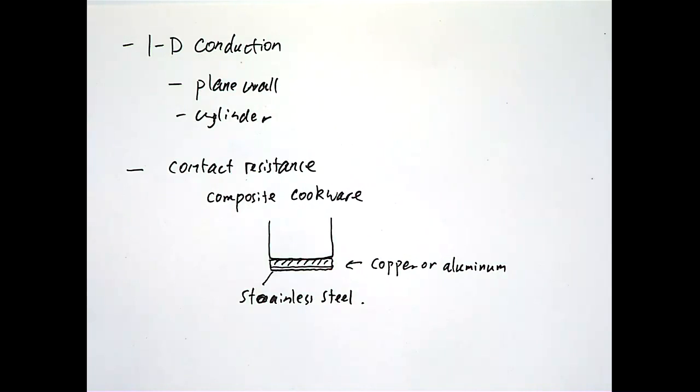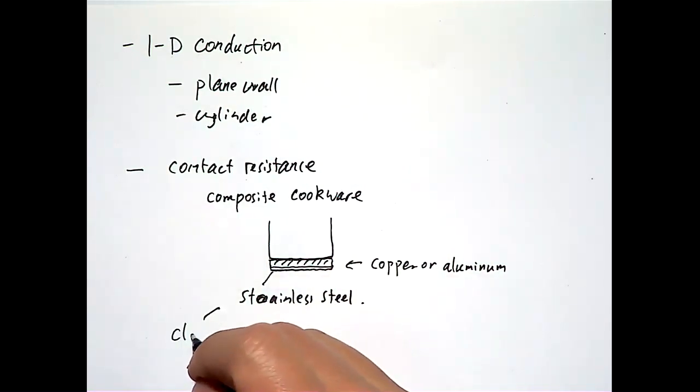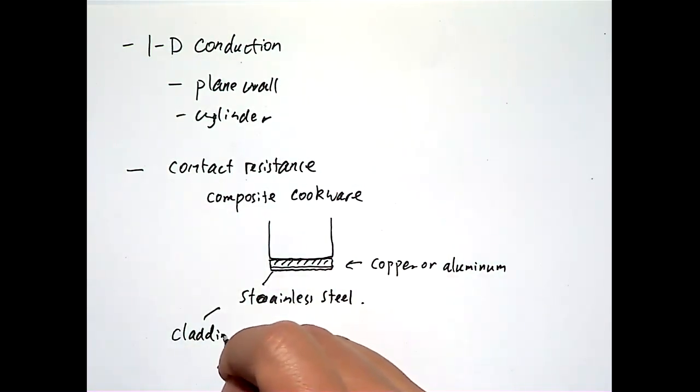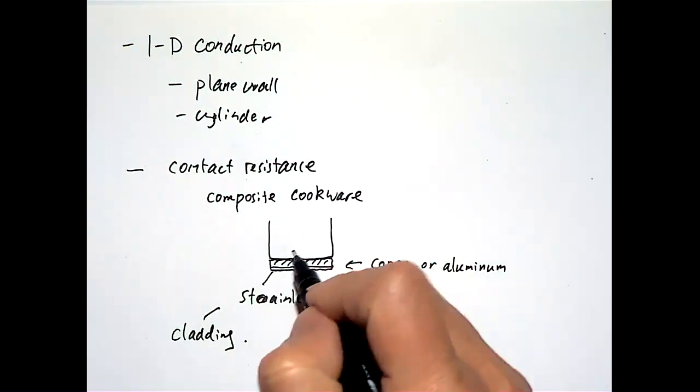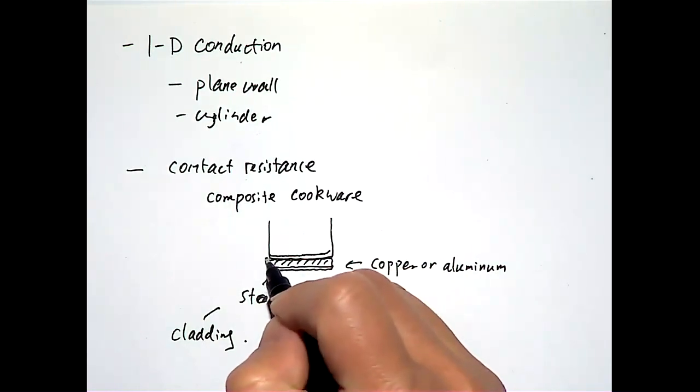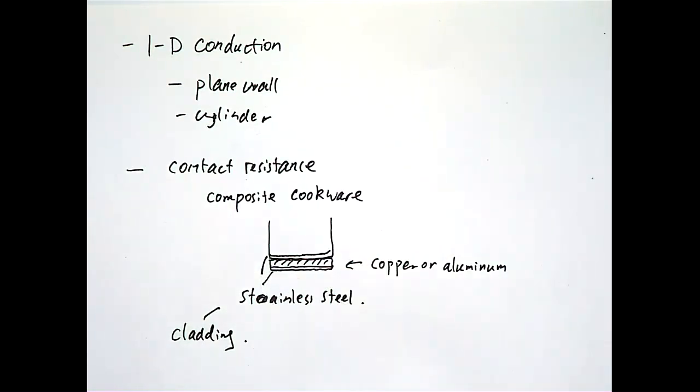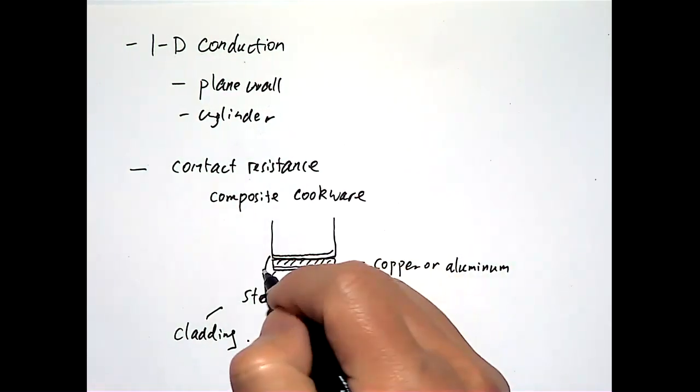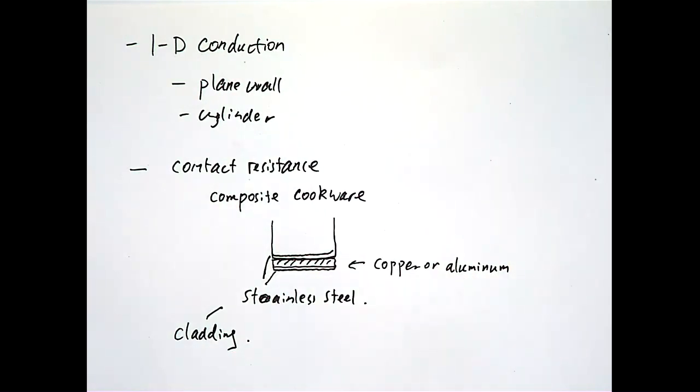That's done by a process called cladding. And often, on the inner side, you also have a layer of stainless steel, so that from looking, it's all stainless steel. So for this type of problem, you have the heat coming from the bottom, and it needs to conduct through several layers of material which are put together.